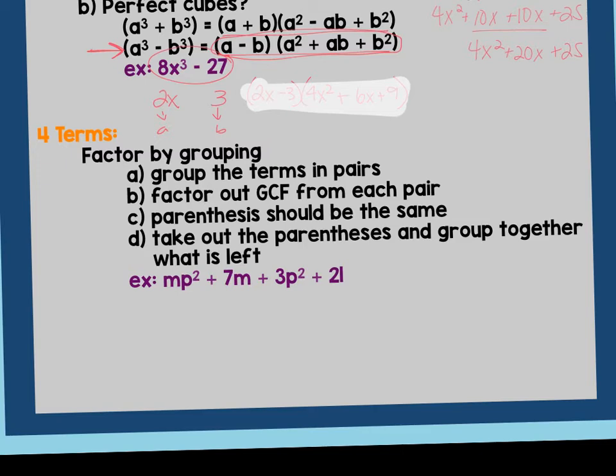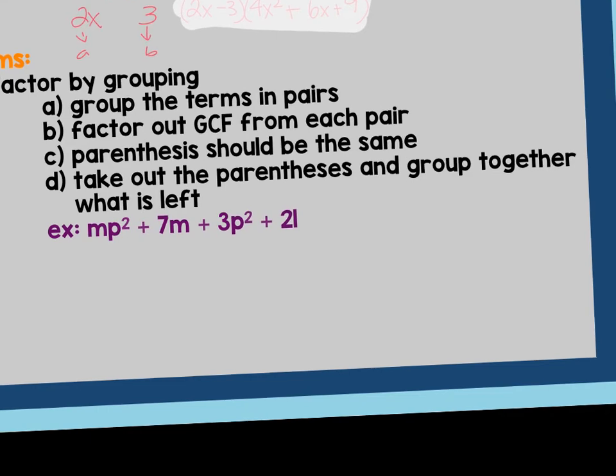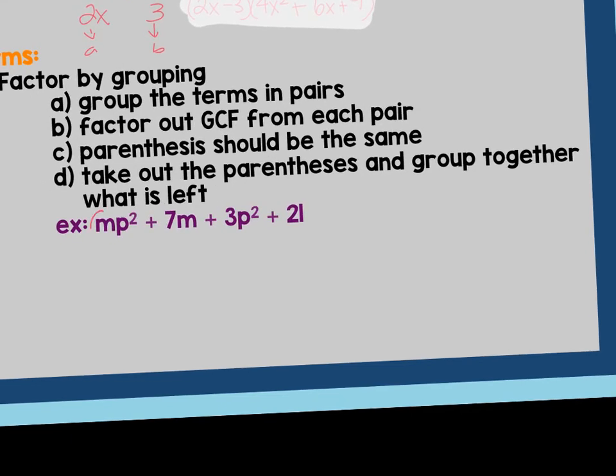All right, so those two options are if there are two terms. If none of that applied, then my polynomial would be prime and I couldn't factor it, okay? If there are four terms, then you're going to factor by grouping. That's what this is called. So when you factor by grouping, you group together the terms in pairs. So if you look at the one that I've got there in purple, I would put parentheses around each pair. And then I would factor out the greatest common factor from each pair.